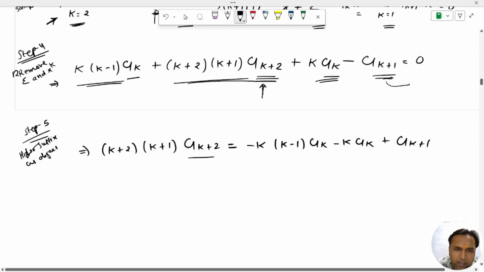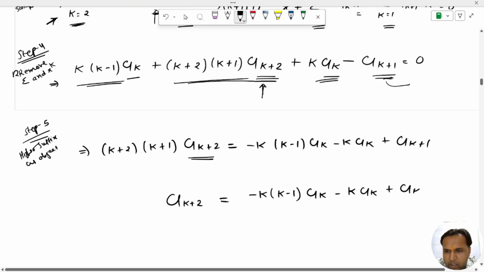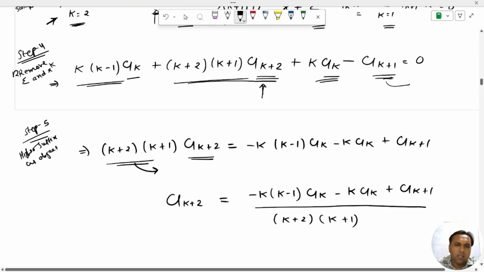I want to make the complete term in terms of a with suffix k plus 2. So it's become a k plus 2 equals minus k, k minus 1, a k, minus k, a k, plus a raised to k plus 1, upon, taking this one this side, k plus 2 and k plus 1. Right?